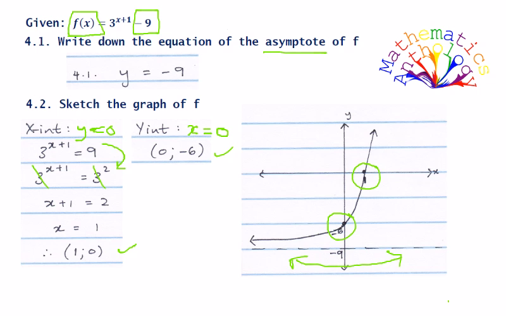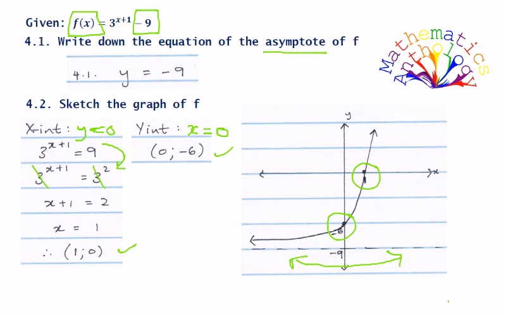So in the equation, if you make y equal to 0, you'll have 0 is equal to 3 to the power x plus 1 minus 9. Take the negative 9 over, you'll end up with 3 to the power x plus 1 equals positive 9. Then 3 to the power x plus 1 is equal to 3 squared. 9 can be written in exponential form as 3 squared.